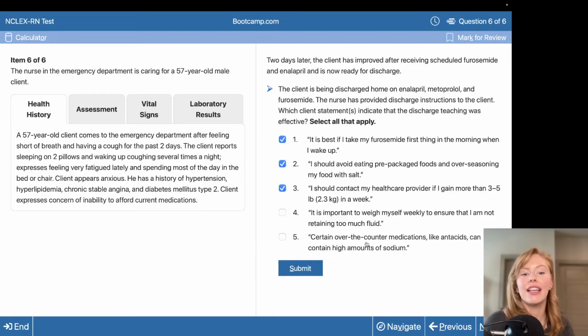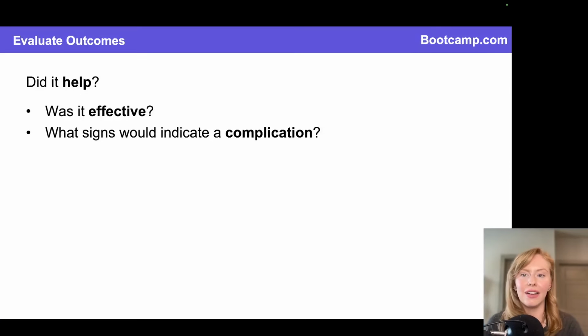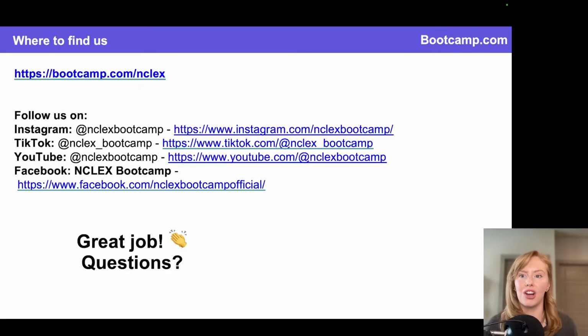This is not correct. Then certain over-the-counter medications, and this might be cut off for y'all, like antacids, can contain high amounts of sodium. Is that true or false? Yeah, that's true. Medications, especially antacids, are really problematic. You think the NCLEX is going to test you only about these really dangerous medications, but a lot of people take antacids and don't realize that they've got a lot of magnesium in them, which is bad for kidney issues, or a lot of sodium in them, which is bad for heart failure and hypertension. So this is correct as well, and we're correct. So well done, you guys. I think you did a great job.